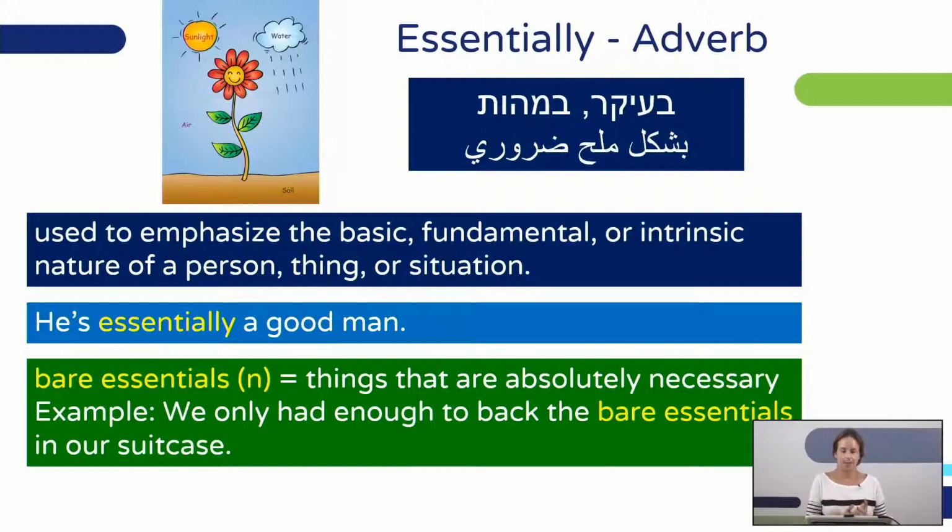Some extras would be bare essentials. Bare essentials, it's a noun, and it's things that are absolutely necessary. So an example would be, we only had enough to pack the bare essentials in our suitcase. Okay? Bare essentials.